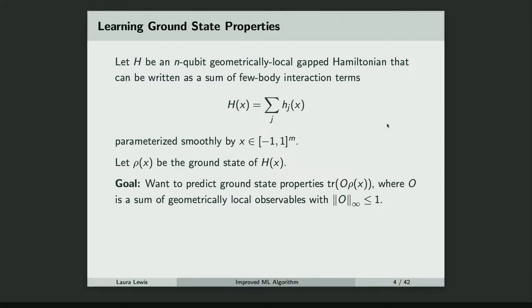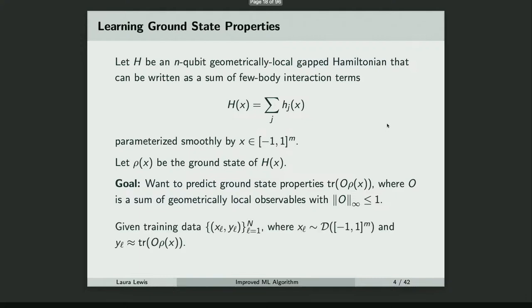But anyways, we want to predict these ground state properties, where O is a sum of geometrically local observables, and we have a spectrum where we're bounded by one. And the training data that we're given here is pairs, again, XL and YL, but this time XL is sampled from some distribution, again, D, over this parameter space. And YL approximates the ground state property.